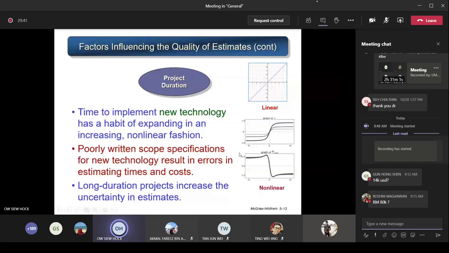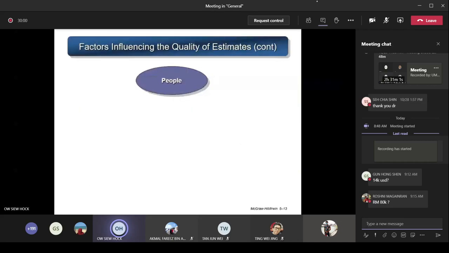Another one, as already mentioned, is the long duration project. If the project itself takes a long time, compare it with a 10 years project, see? If it is a long duration project, it also increases the uncertainty in estimates. It will cause you to be not very sure about the value that you are going to estimate. Okay, so that is the second factor, project duration.